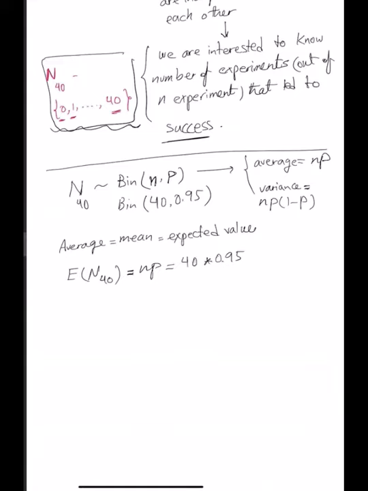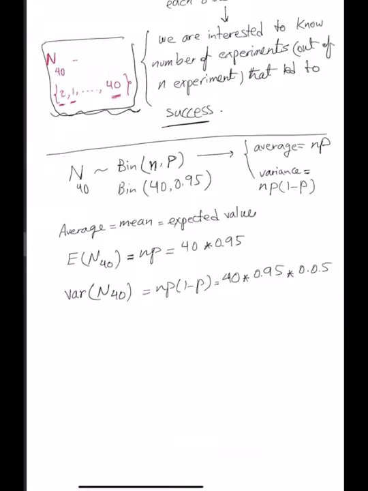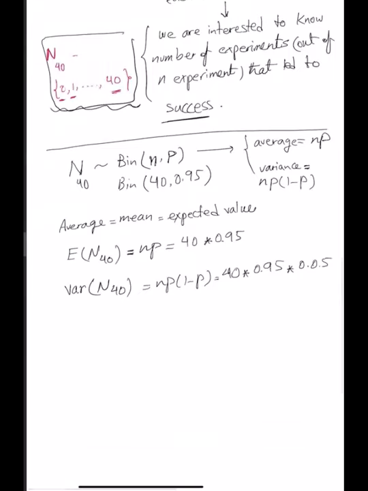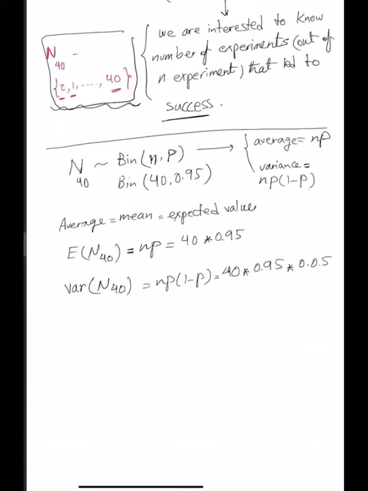If you needed to calculate the variance of this variable, that would be np(1 minus p): 40 multiplied by p multiplied by 1 minus p, which is 1 minus 0.95, which is 0.05. So that would be your variance. And your standard deviation would be the square root of the variance. Any question? Okay. Let's go to question 2.